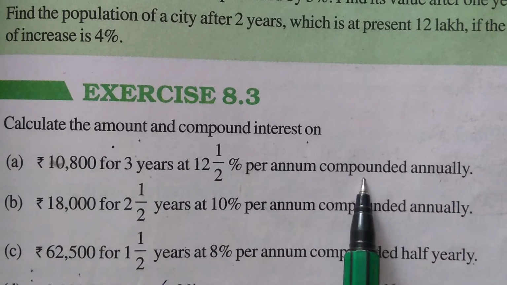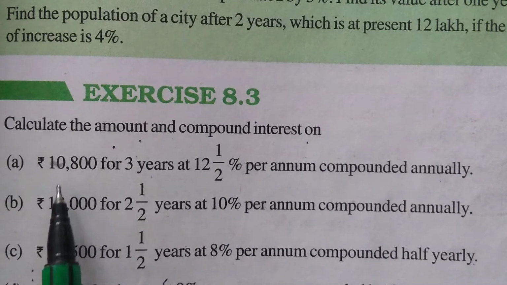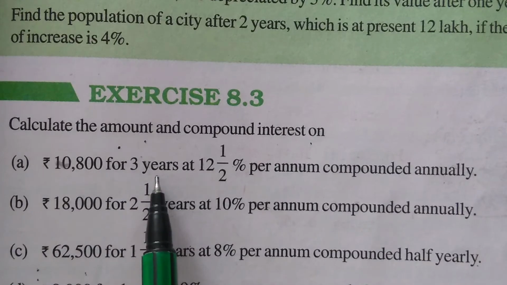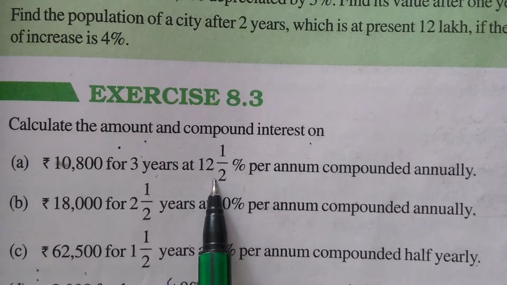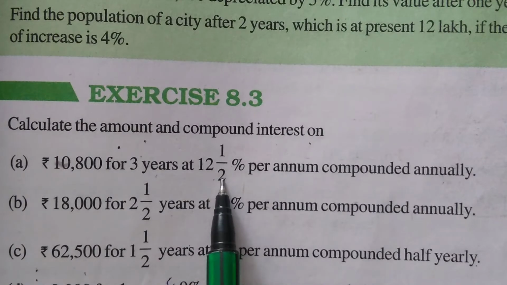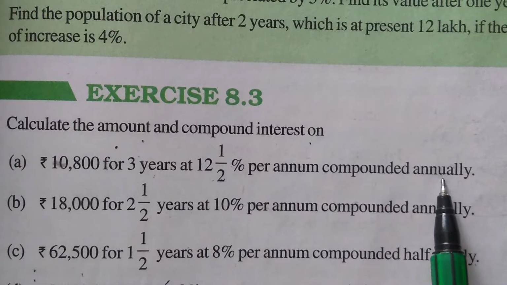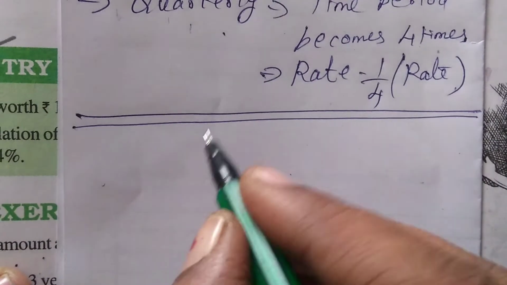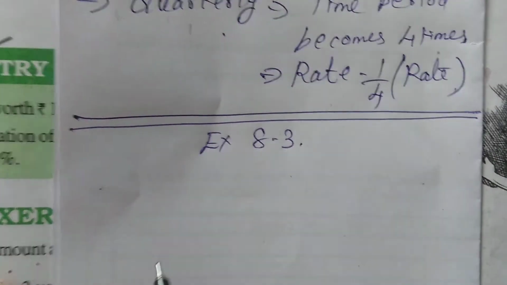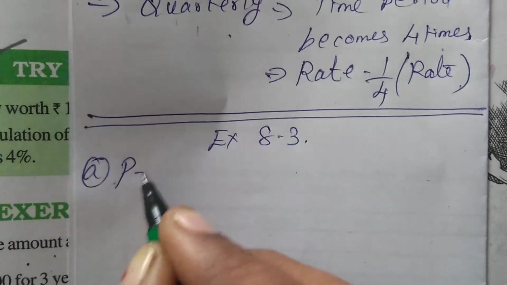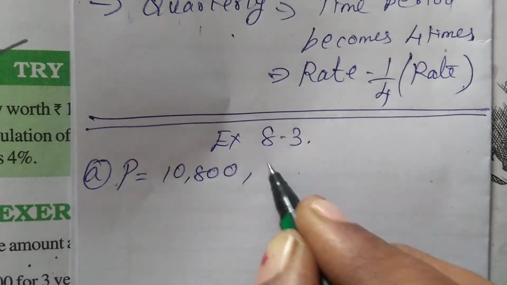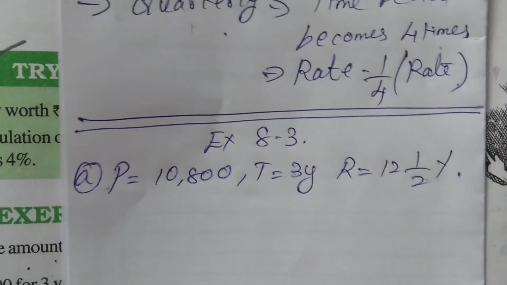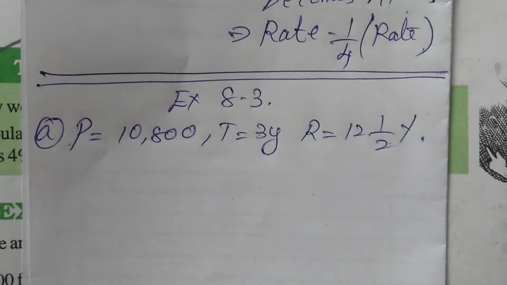They have given 10,800 rupees, so our principal is 10,800. Time is 3 years. Rate of percentage is 12.5%, R is 12.5. Compounded annually. Annually means per year. So we start by writing what is P, what is R, and all. Principal is 10,800. Time is 3 years. Rate is 12.5%. They have also given compounded annually.